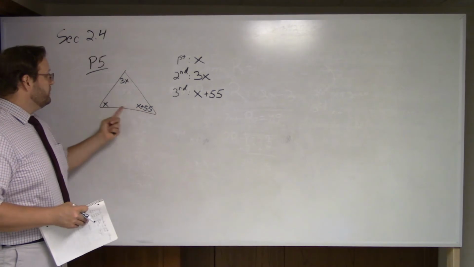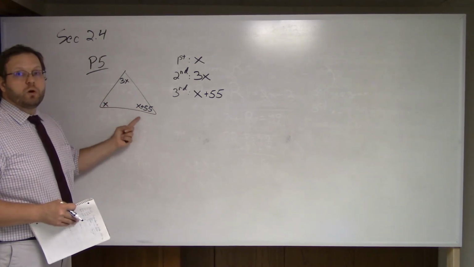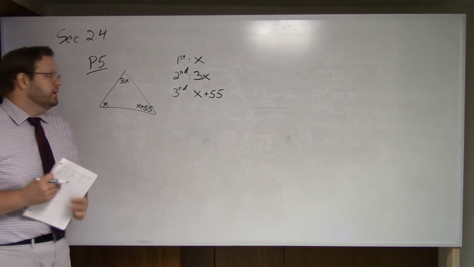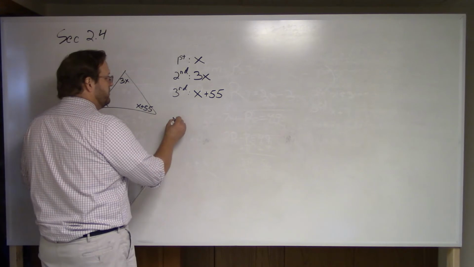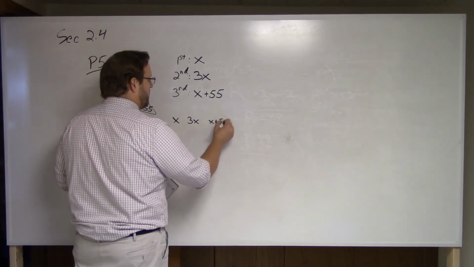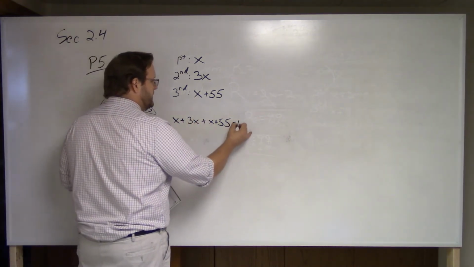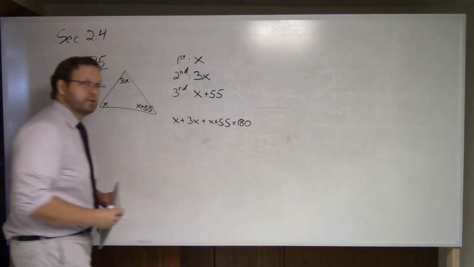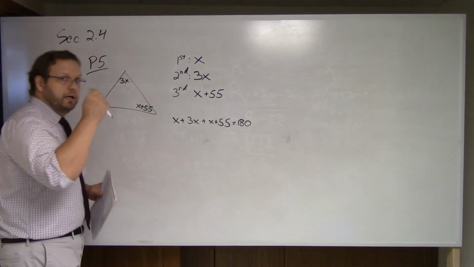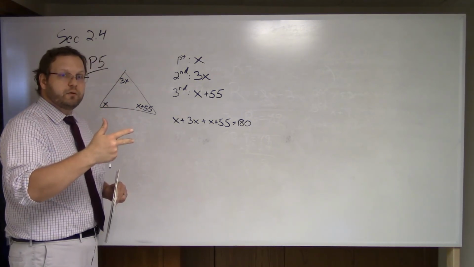Remember, all 3 angles of a triangle should always add up to 180 degrees. So we need to come to the table knowing that. We should know that if I take those angles, add them up, I should get 180. And there's my equation. I understood the problem, I translated it. Now I need to solve the equation.